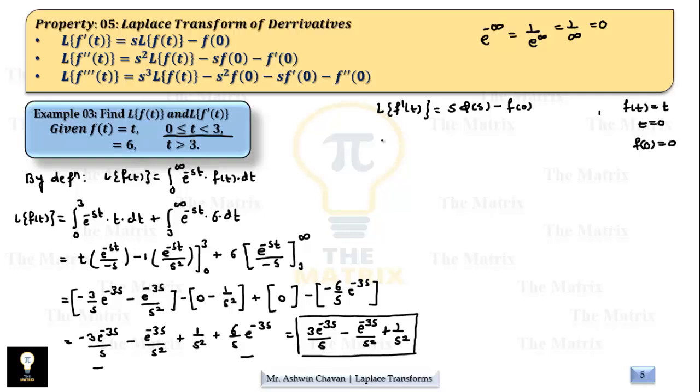Therefore when we put these values here, the Laplace of f dash of t is s into phi of s, that is, 3 e raised to minus 3s upon s, minus e raised to minus 3s upon s square, plus 1 by s square. That's it. So this is the final answer for the given function.